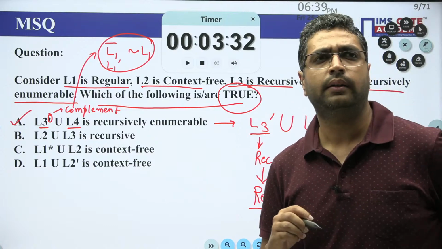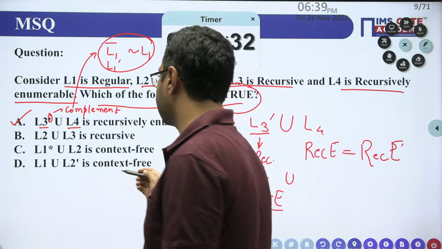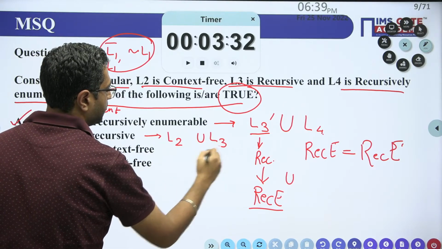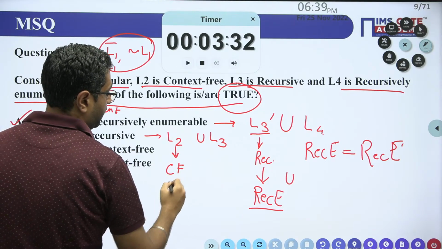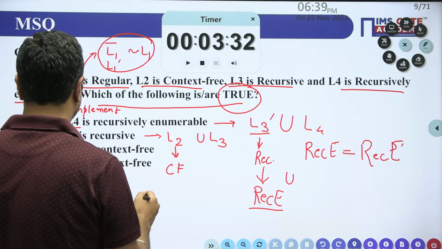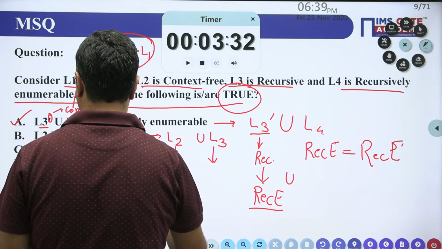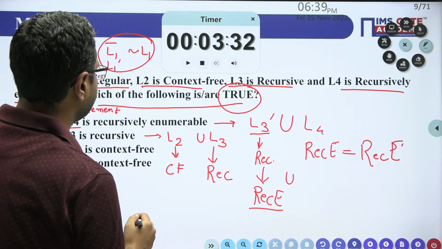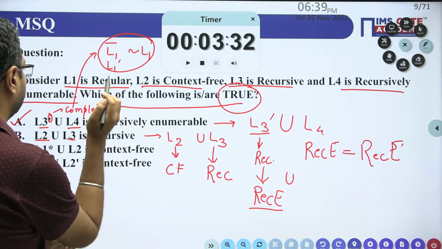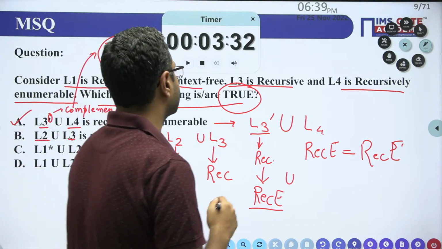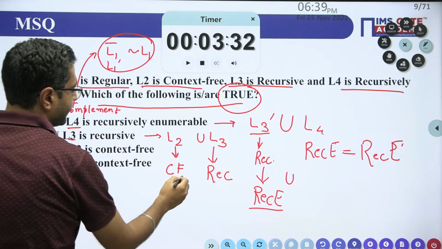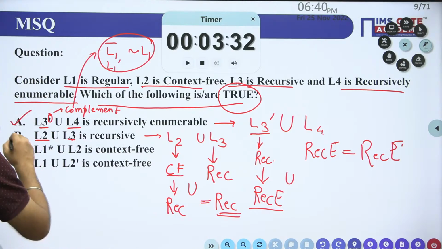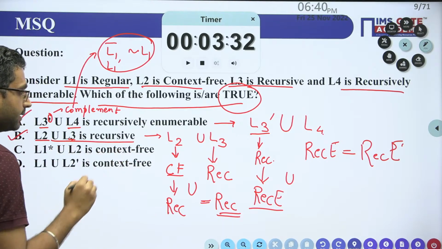Gagan, could you find out if B is okay? Just cross check. So let's check B together. L2 union L3 is recursive. L2 is a context-free language and L3 is a recursive language, and the union has been asked. Now we know that every context-free language is a recursive language, and recursive languages are closed under union. So this option is also correct. L2 union L3 is recursive.